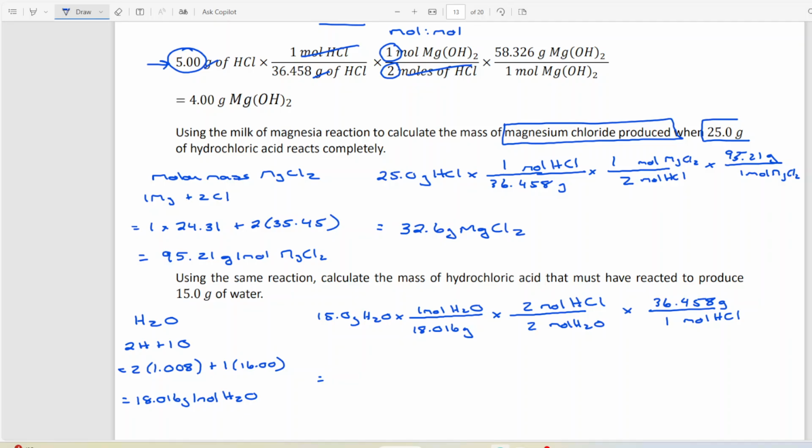So then we're going to plug this into our calculator. We're going to go 15 divided by 18.016. And then you have a choice. You can times 2 and divide by 2, or you could just leave it, right? 2 divided by 2 is 1. So if you're nervous, go times 2 divided by 2, or just skip that step. And then we're going to multiply by 36.458. And to 3 sig figs, we would get a mass of 30.4 grams of hydrochloric acid must have reacted. Awesome.